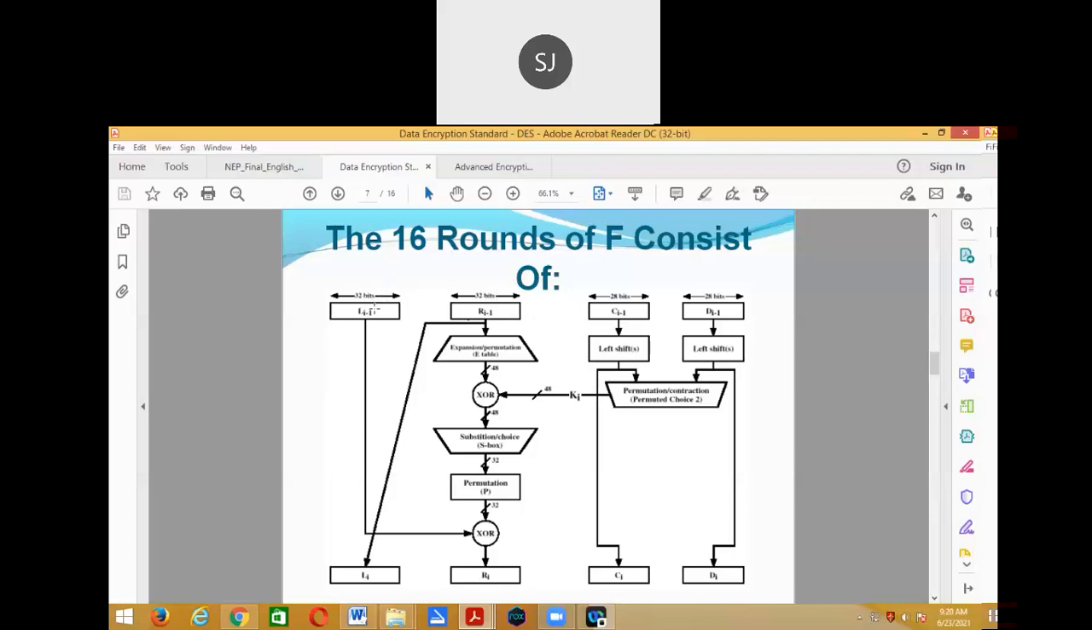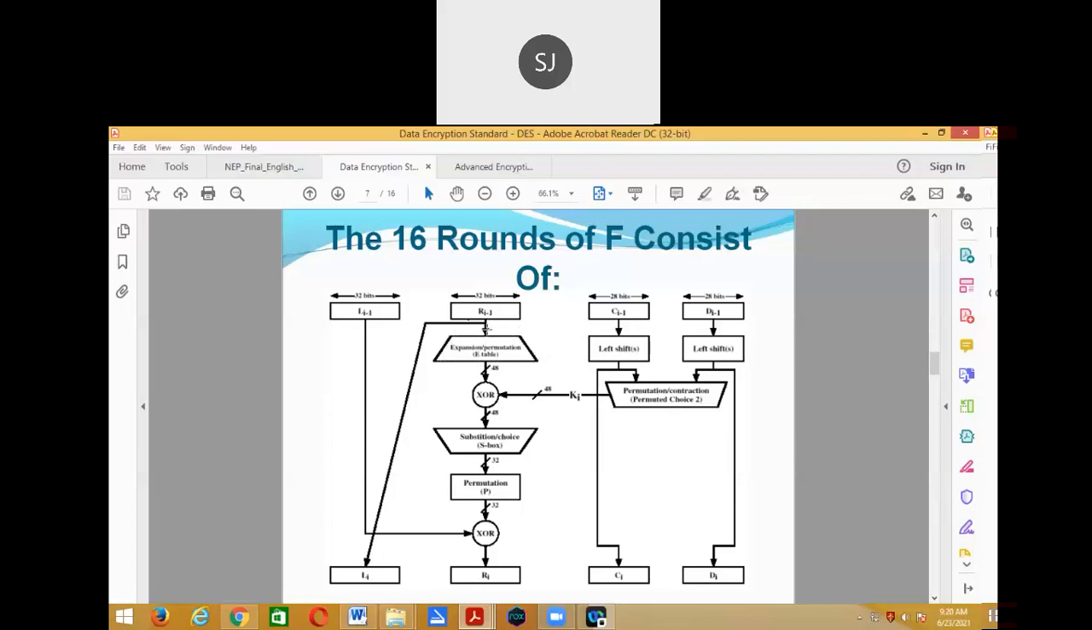These 64 bits are separated into left 32 bits and right 32 bits. The right 32 bits are subjected to expansion and permutation. You see here it is shown as a trapezium. Why is it shown in the form of a trapezium? Because there are fewer inputs and more outputs.